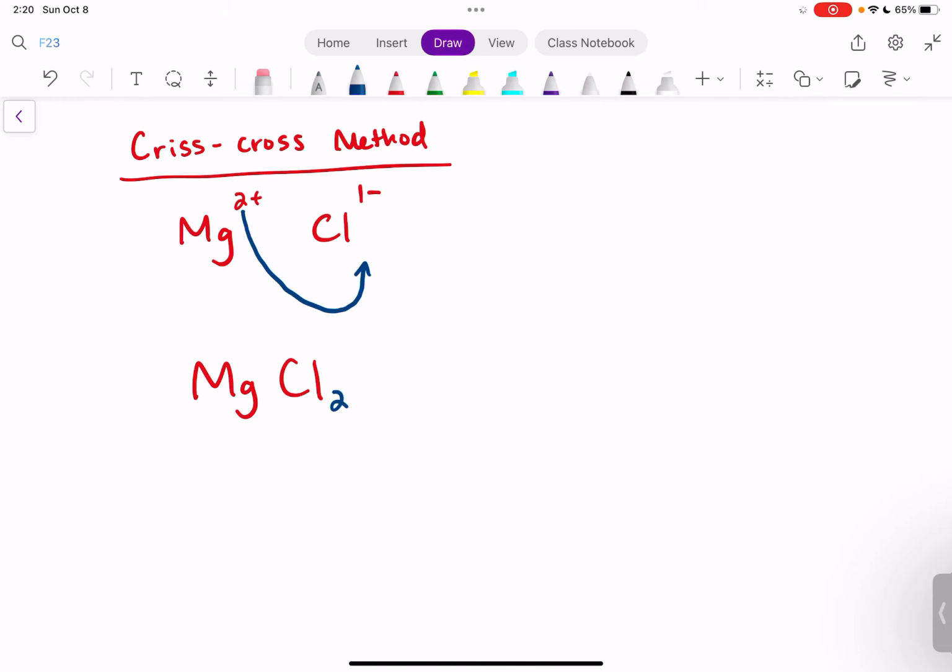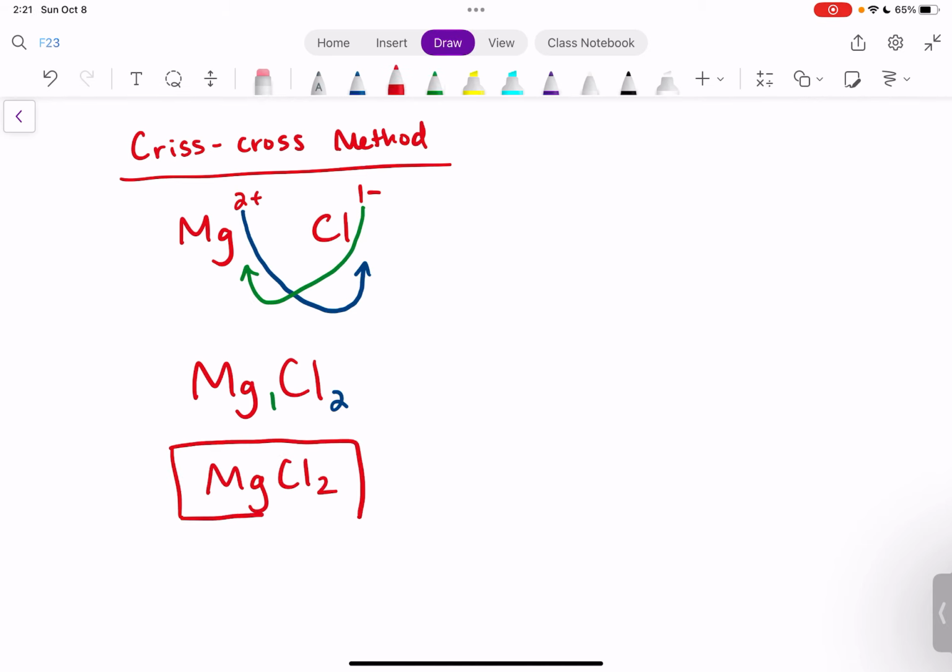Now the next step is to take the 1 from the chlorine and pop it down over by magnesium. Remember, we're not taking the charge with it, just the number 1. And this would go here. Actually, let me do that in a different color. Let's do that in green. And this would be our formula for when magnesium ions bond with chloride ions.